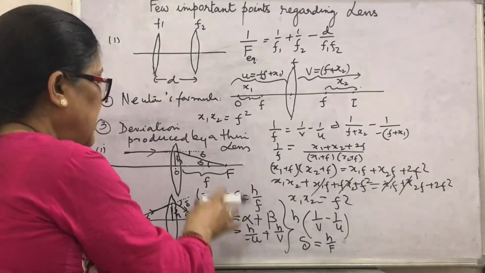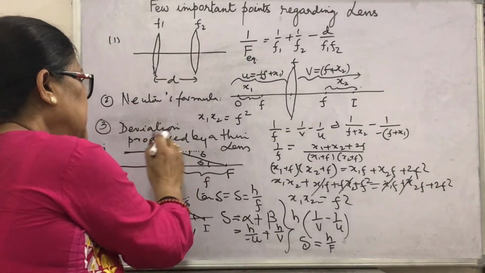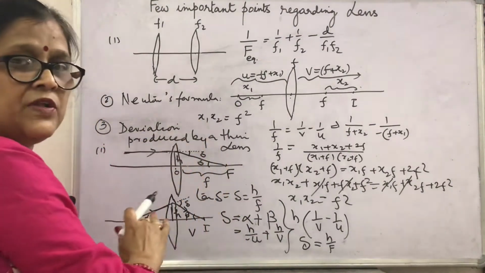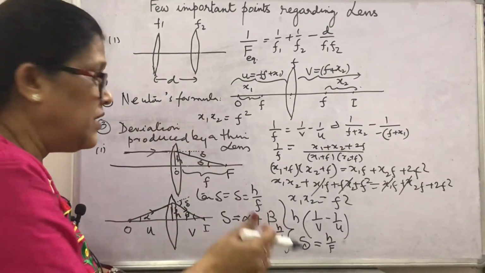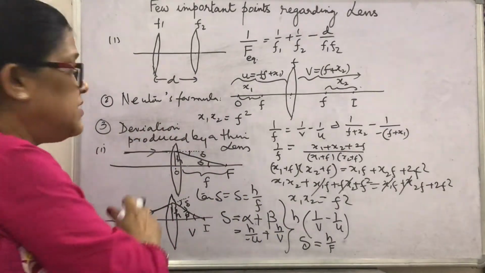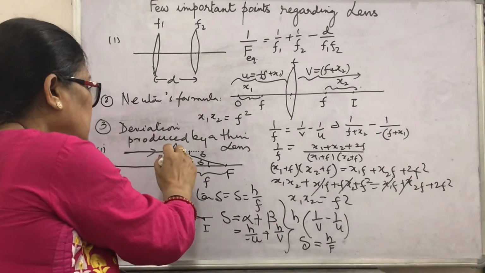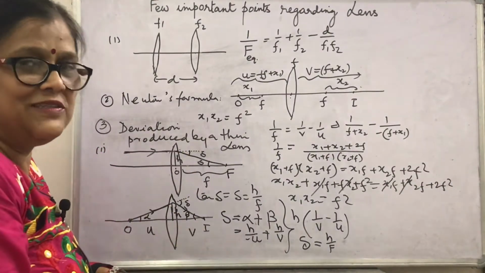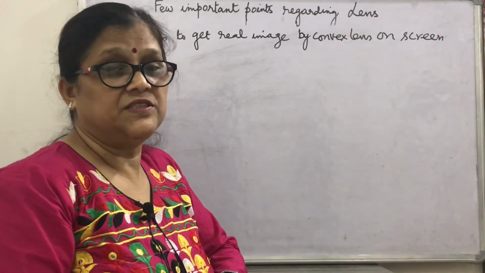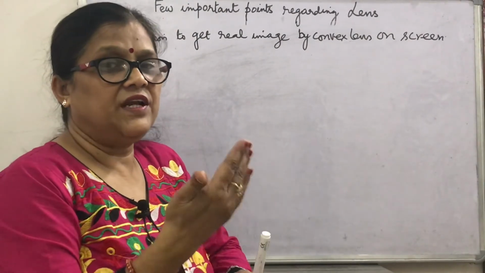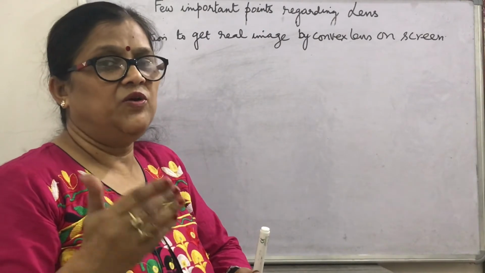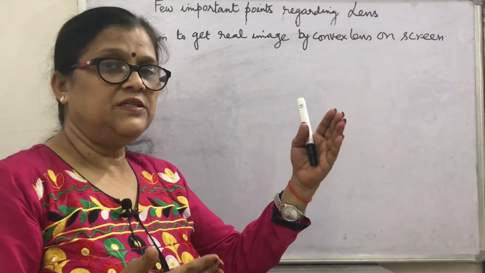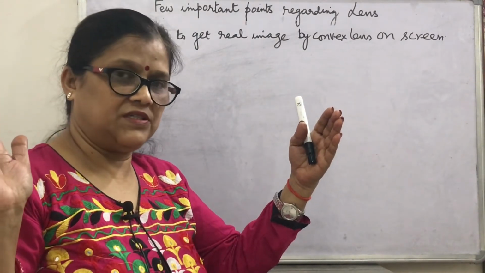So in this way, we have seen that the deviation produced by a thin lens is independent of the position of the object, whether the ray is coming parallel to the principal axis or from the point object. It remains the same. Now the next point is very interesting: using a convex lens on a screen, you have to get the real image of the object.